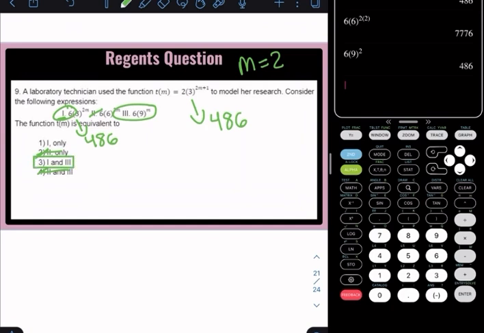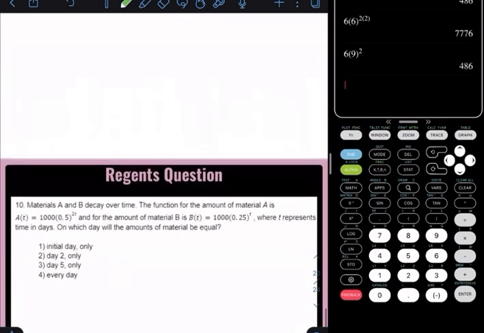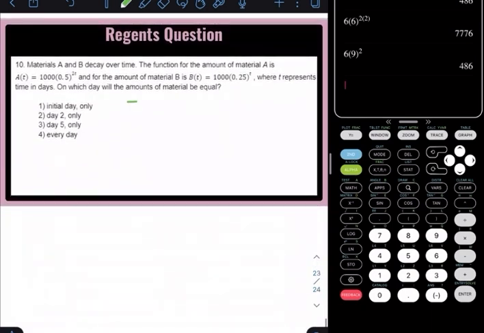And let's look at the last exponential equivalency expression that we have. Materials A and B decay over time. The function for the amount of material A is that, and the amount of material B is this, where T represents time in days. On which day will the amounts of materials be equal? Well, initial day would be when T equals 0. So let's plug in T equals 0 for both of them.